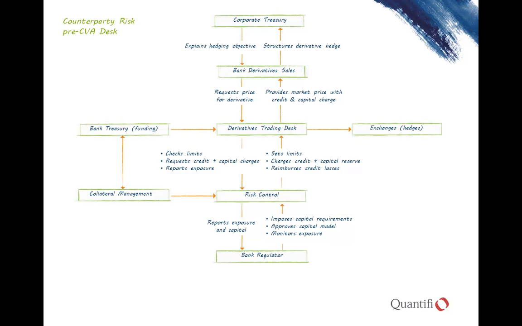While counterparty risk is managed through credit and capital reserves, the market risk of the transaction is fully hedged by the desk on exchanges or with other dealers. If the transaction is uncollateralized, the bank's treasury provides funding for what is effectively a loan to the customer in the form of a derivative line of credit. Some portion of the exposure may also be collateralized, in which case additional operational workflows around collateral management enter the picture.